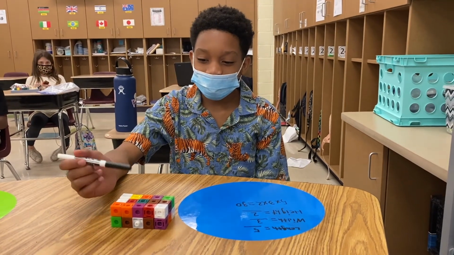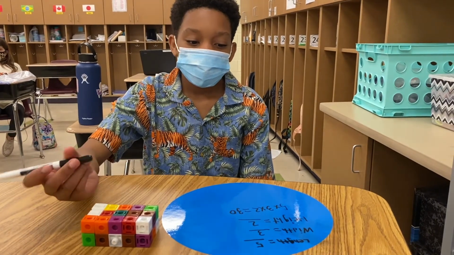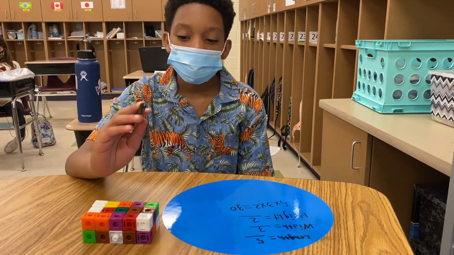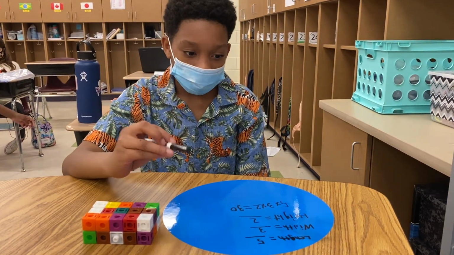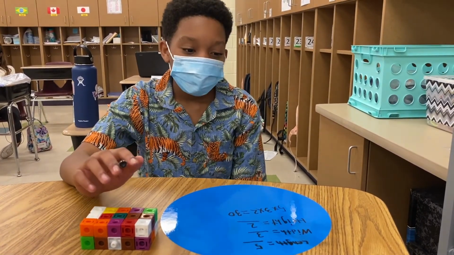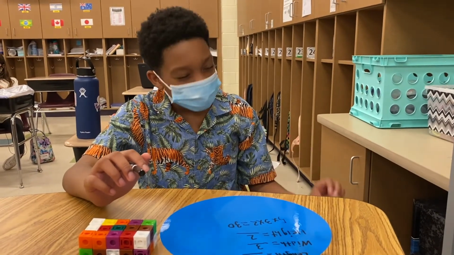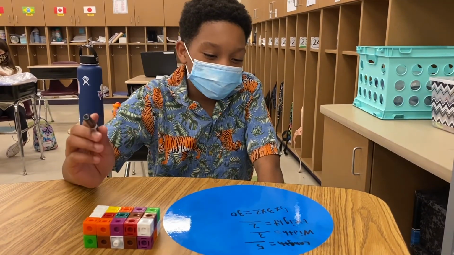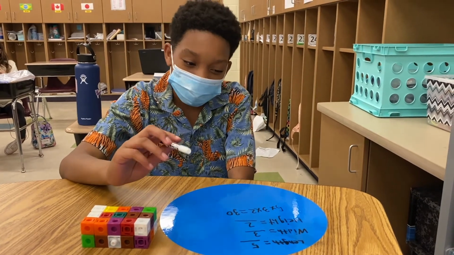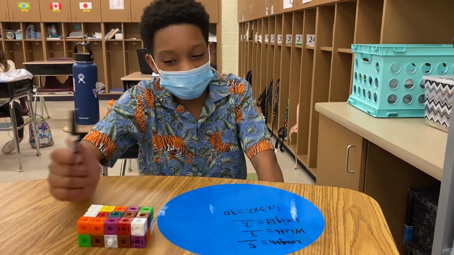Okay, Makai, what did you make? A rectangular prism. And what did you do to find the volume? I found the length, width, and the height. The length was 5. The width, you got it, the width was 3 and the height was 2. So I multiplied 5 times 3 times 2 and I got 30.